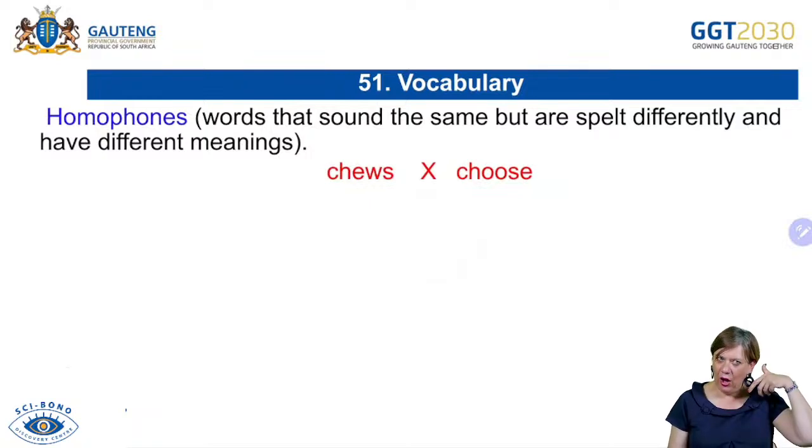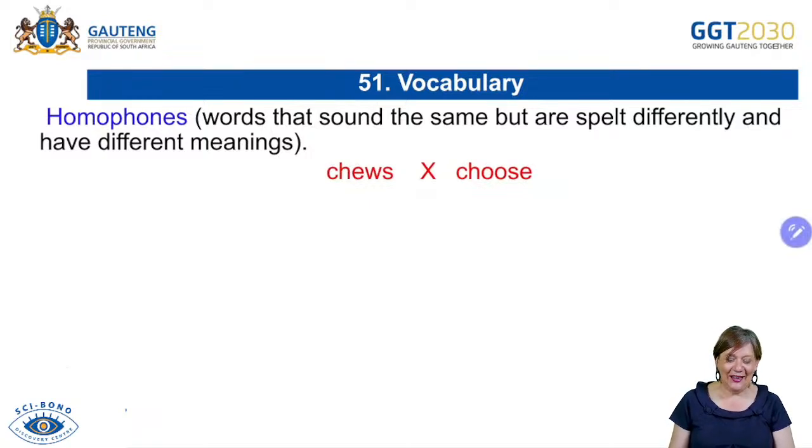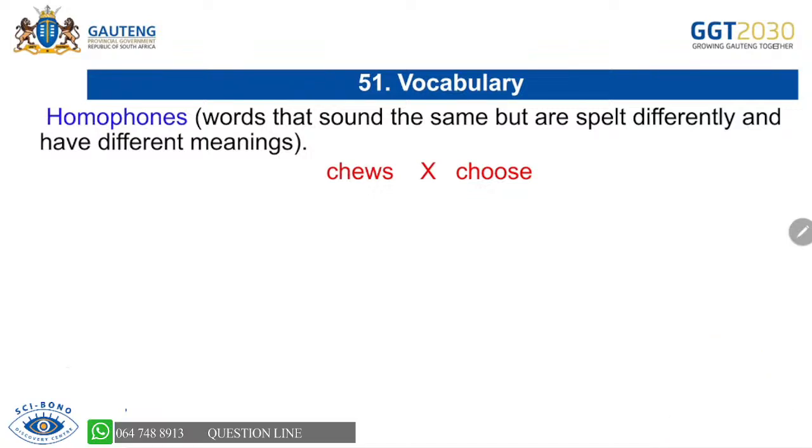Homophones. Homophone, on a phone. It sounds the same, but it is spelled differently. Choose and chews sound the same on the phone, but mean something completely different, and we spell them differently. Whereas a homonym means something completely different once again. So homonyms is obviously the opposite. This is where we have one word, and that word is the same in spelling, but the meaning changes.